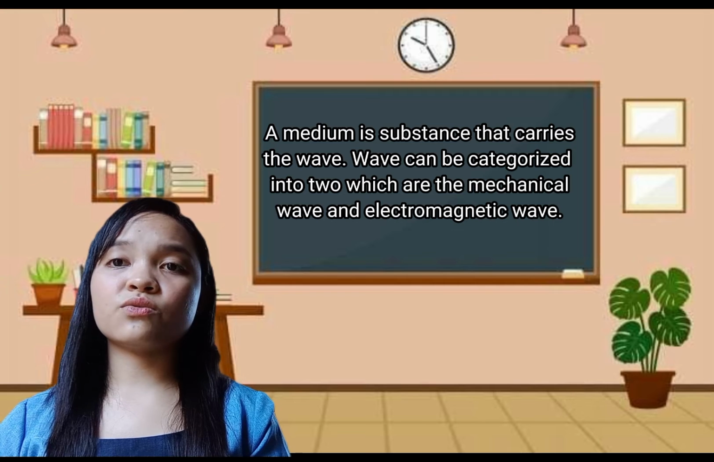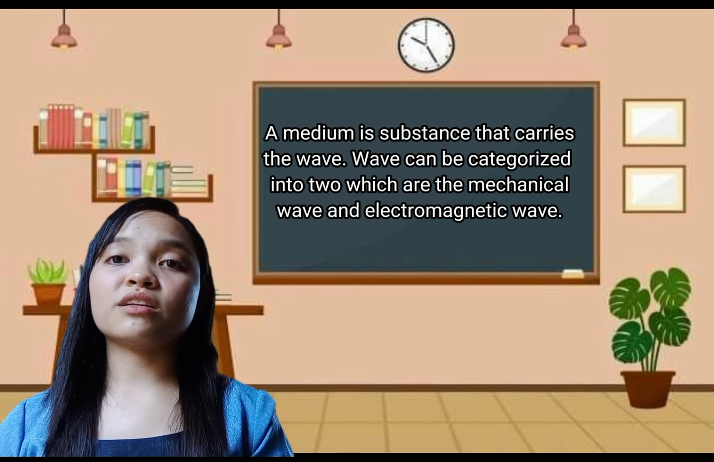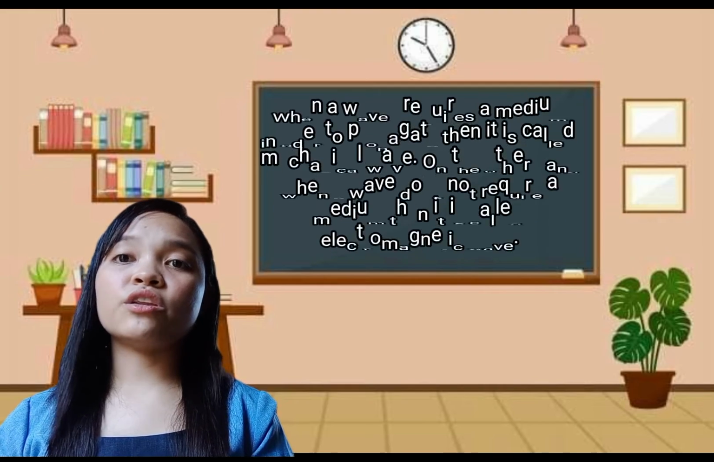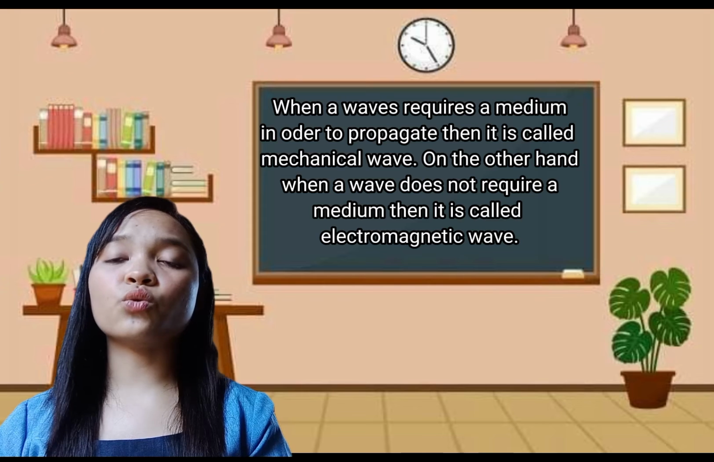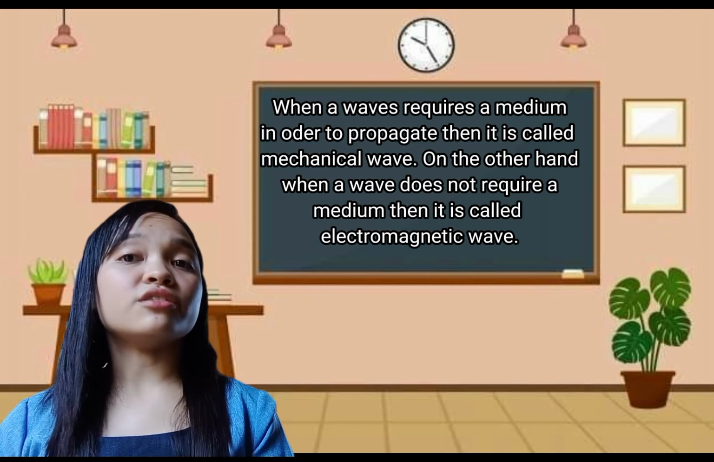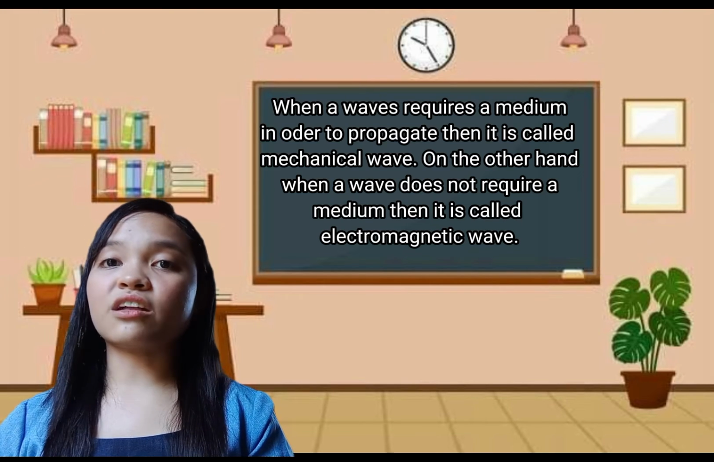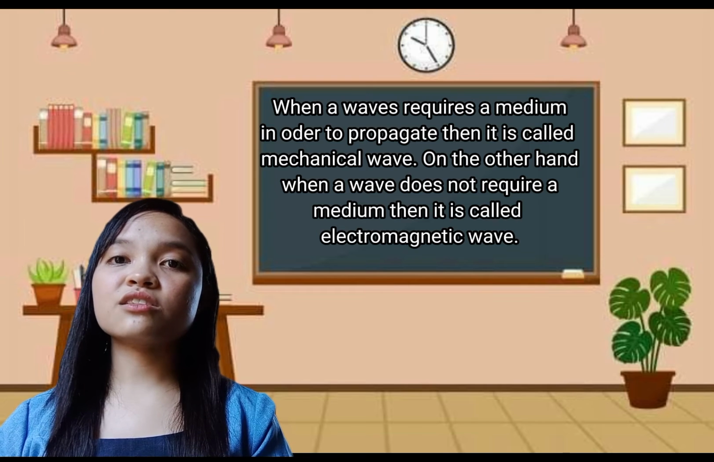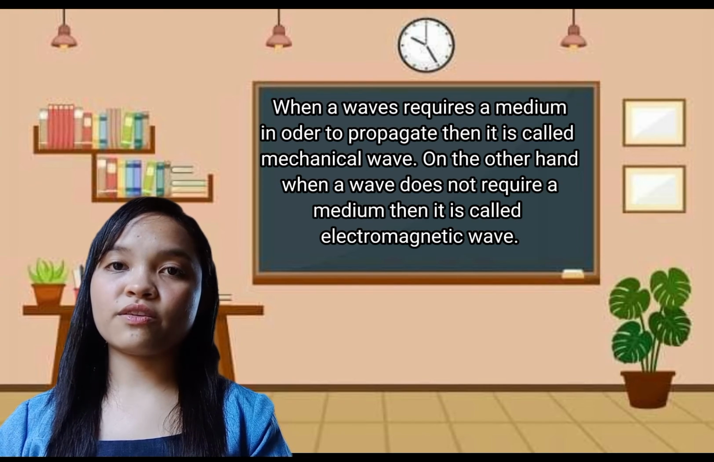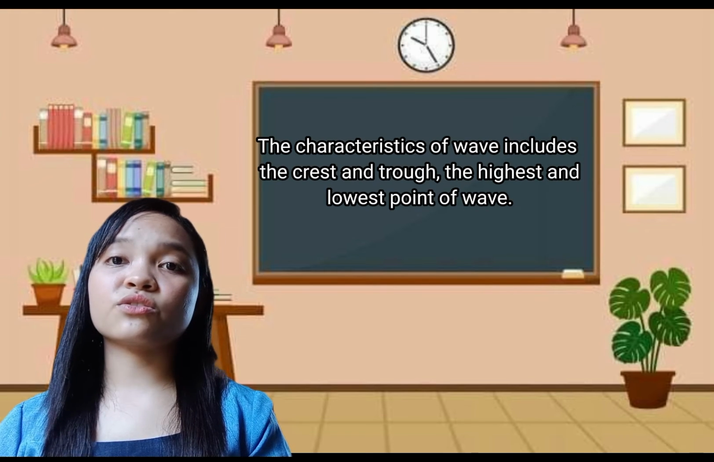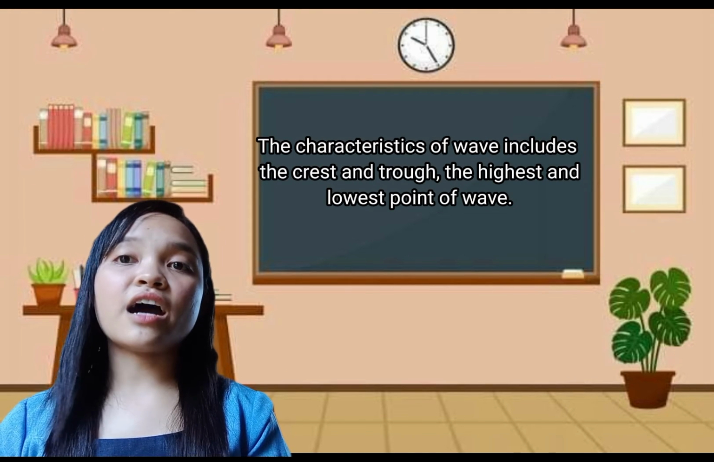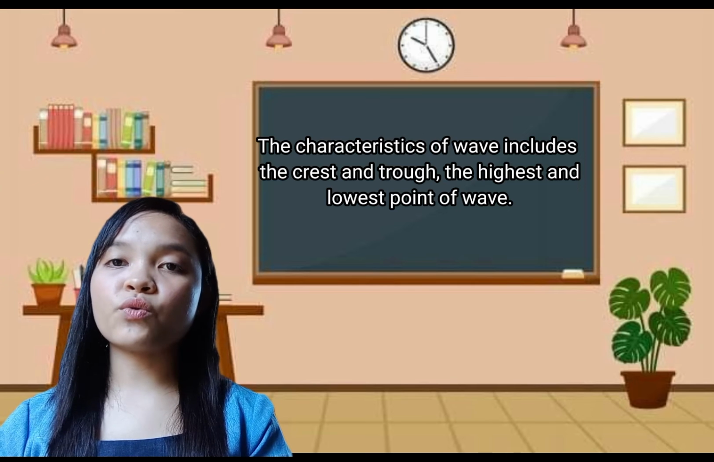Waves can be categorized into two, which are the mechanical wave and the electromagnetic wave. When a wave requires a medium in order to propagate, then it is called a mechanical wave. On the other hand, when a wave does not require a medium, then it is called an electromagnetic wave. So the characteristics of a wave include the crest and trough, the highest and lowest points of a wave.